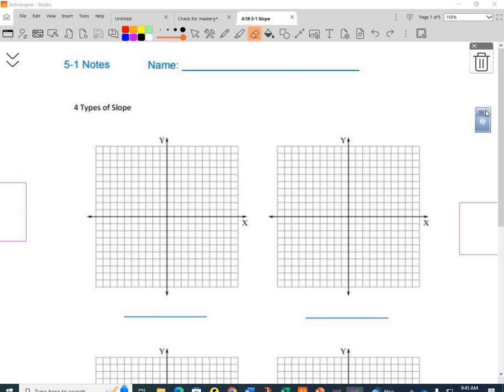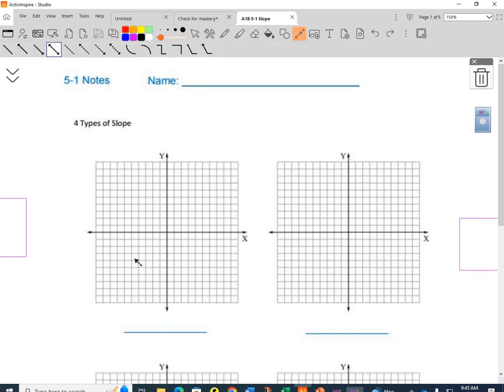Change in y divided by the change in x. So what I just want to know is, if I have a line, what are the four types of slope you learned about last year? Do you remember? Negative is one. Positive is one. Undefined is one. There's one more. Zero. So there are four types of slopes.